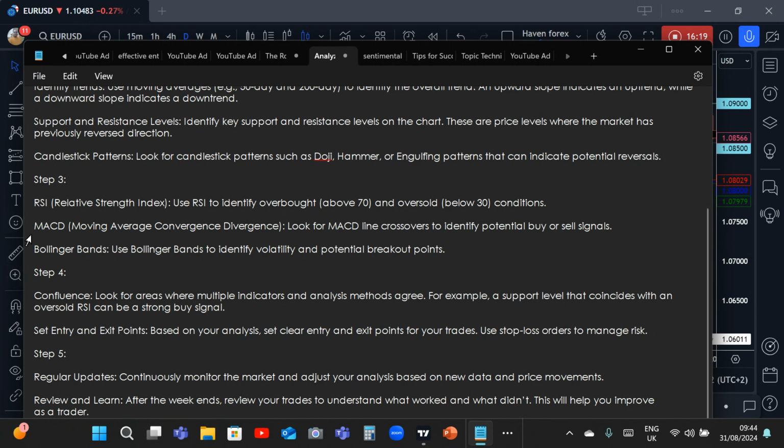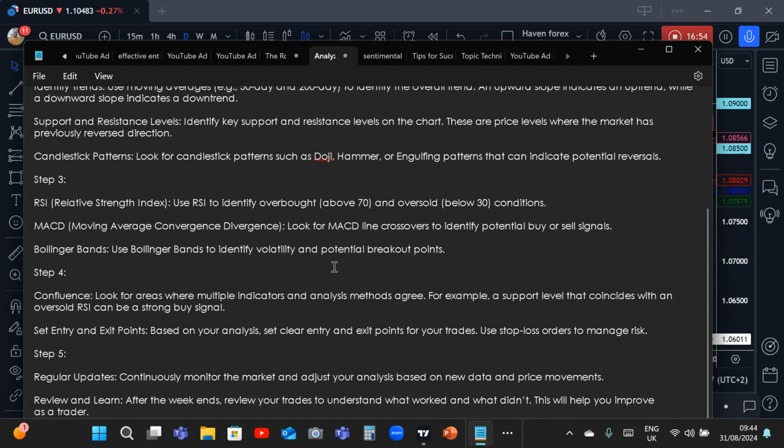All right. Then another indicator you need is the MACD, moving average convergence and divergence. Look for MACD line crossover to identify potential buy or sell signals. Anytime you see that MACD line crossover, it's a potential buy or sell signal. Then another one is the Bollinger Bands. Use Bollinger Bands to identify volatility and potential breakout points.